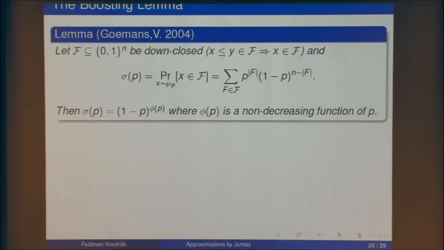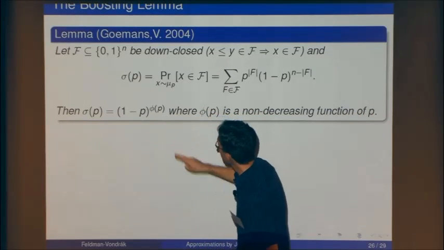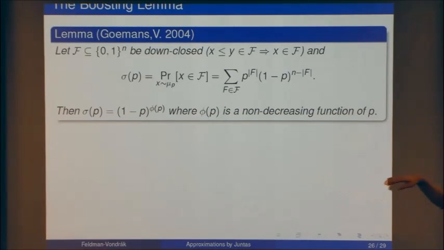The lemma says that if you have a down-closed event and you look at the probability of this event under a p-biased product distribution, then the probability of this event should decay quite rapidly. Specifically, when you look at it as a function of p, it should be a function which looks like 1 minus p to something that can only increase with p.